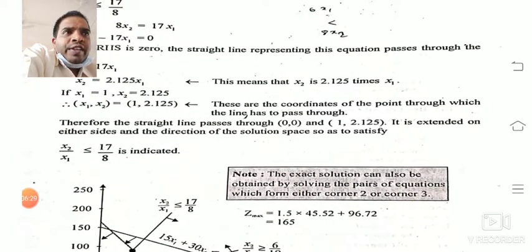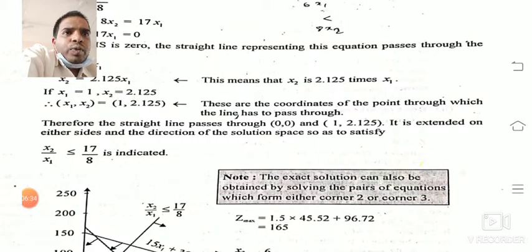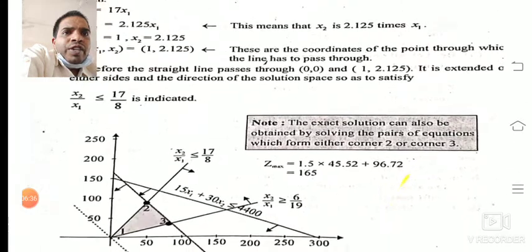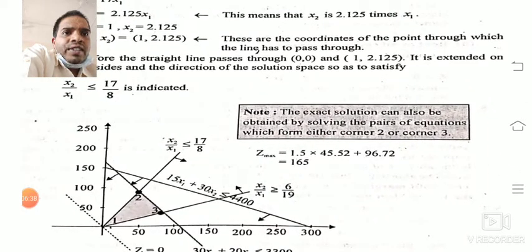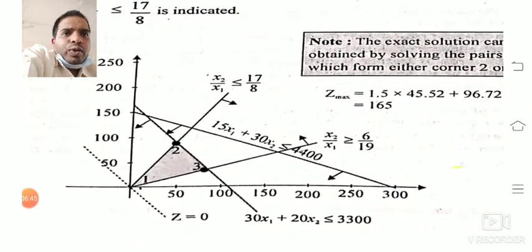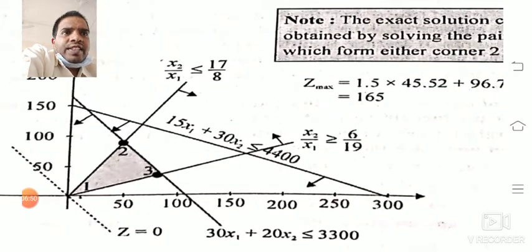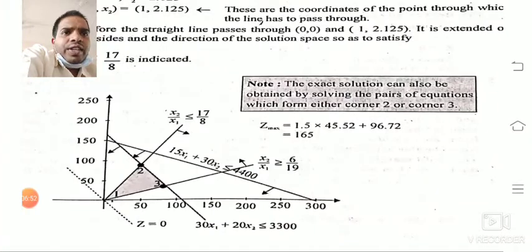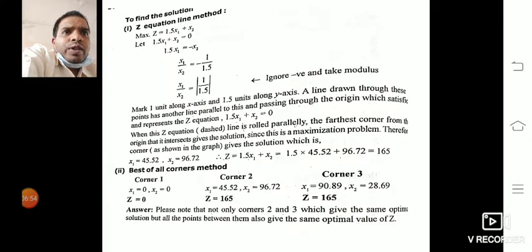Two constraints say the feasible solution is towards the origin, and two constraints say it is away from the origin. In order to satisfy all these constraints, we choose the common space, the shaded part, which we call the feasible solution space. We get three corners. For these three corners we can use the best of all corners method, or we can apply the z equation line method.